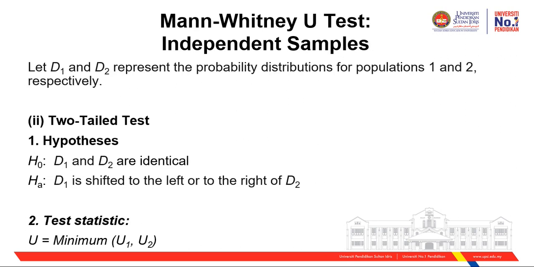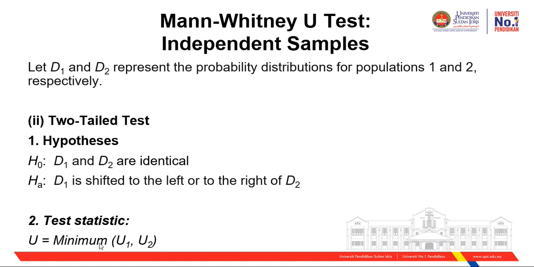Okay, so this is the case for the two tail test, so nothing much different for the hypothesis. But the alternative is different here. You have the hypothesis null, D1 equal to D2, or identical. The hypothesis alternative is either D1 shifted to the left or to the right in one sentence. Or you may write down here non-identical distribution.